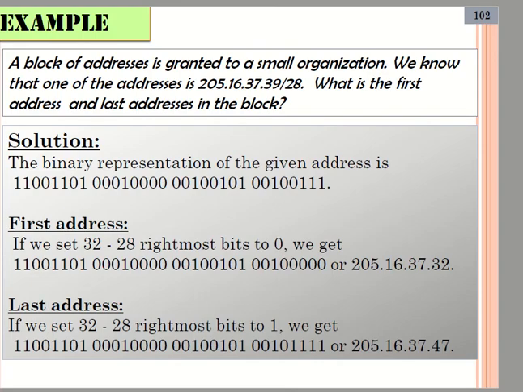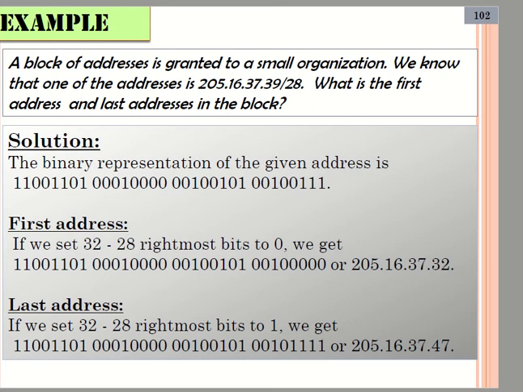Here is an example. The problem says a block of addresses is granted to a small organization. We know that one of the addresses is 205.16.37.39/28, where /28 is nothing but the mask. What is the first address and the last address in the block? First we'll take this address, which is given in dotted decimal notation.